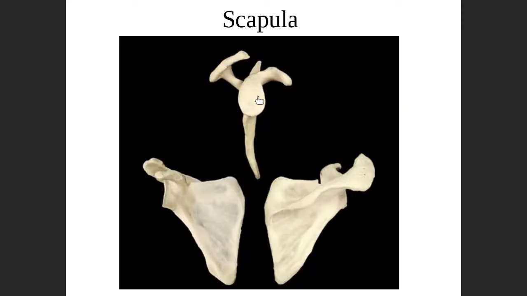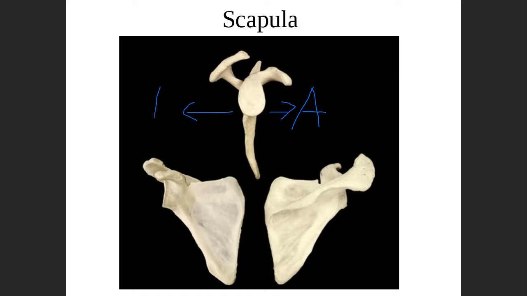This top view here, that's the lateral view. And this is where your arm or your humerus would be attached. This is the anterior view. This is the posterior view. Now, that would mean that this is anterior, this way, and this way is posterior.